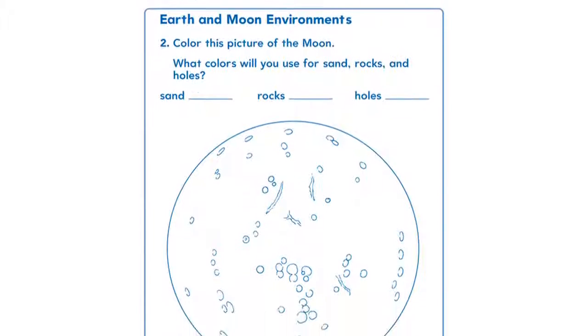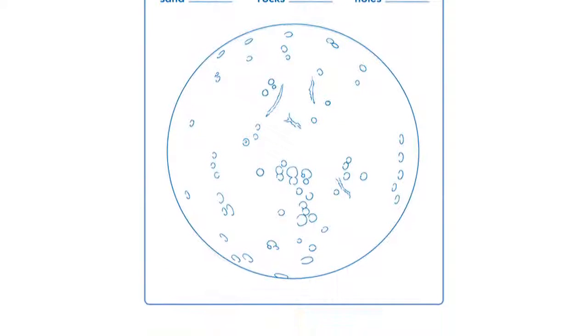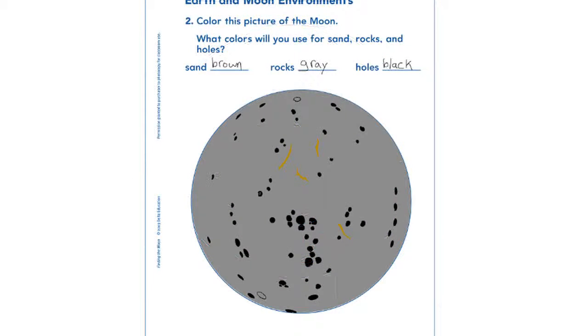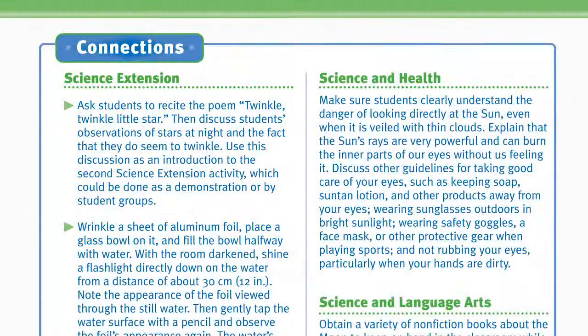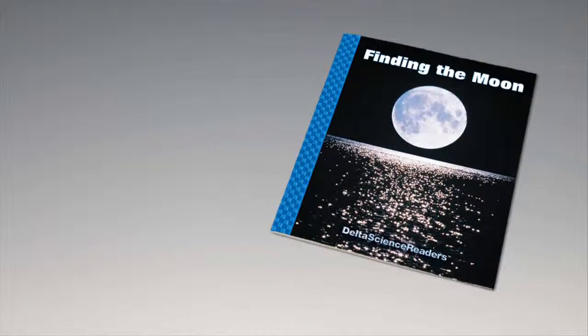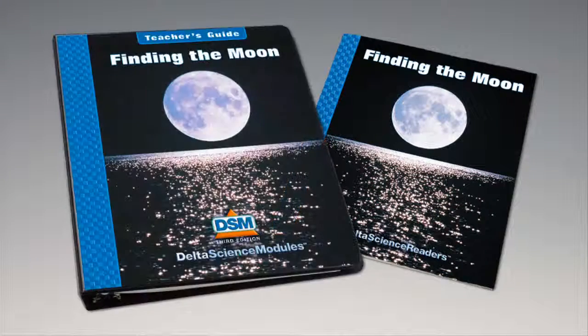Distribute a copy of Activity Sheet 6, Part B to each student. Have students color in the Moon based on the photographs they have seen. Tell students that in the next activity, they are going to learn how the holes and bumps on the surface of the Moon were formed. To conclude the activity, leave the posters and photos of the Earth and Moon on display for the rest of the module. For science background, reinforcement activities, curriculum connections, and information about the Delta Science Reader, please consult your DSM Teacher's Guide.